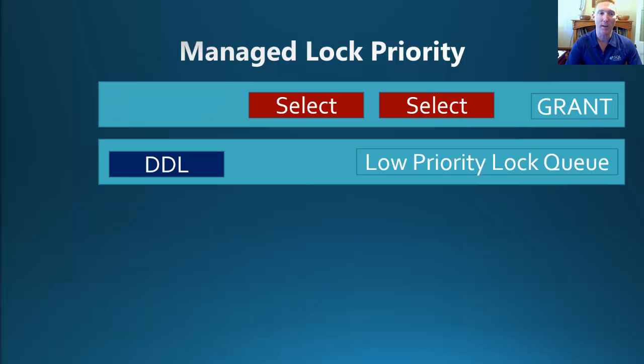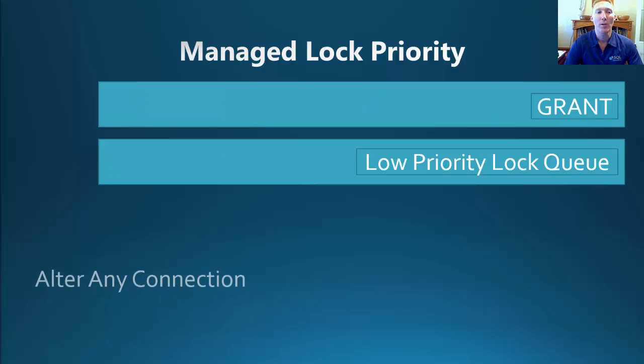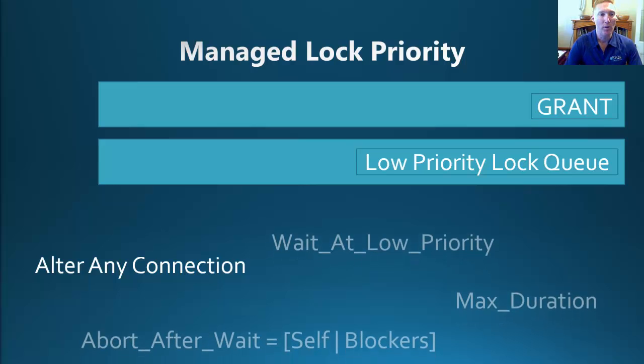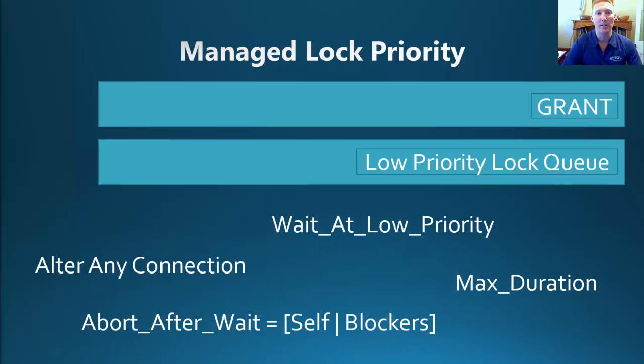To achieve that, we need some elevated permissions. Those elevated permissions are the alter any connection so that we're able to kill that process. With those options, and we'll see more of these in the demo at the end of the next couple of slides, we're able to see how we can go about doing that. It gives us a little bit more granularity, but we need to understand what's in our environment.